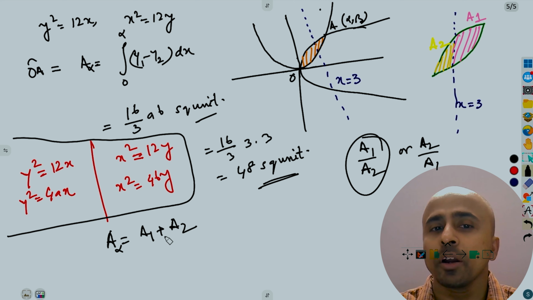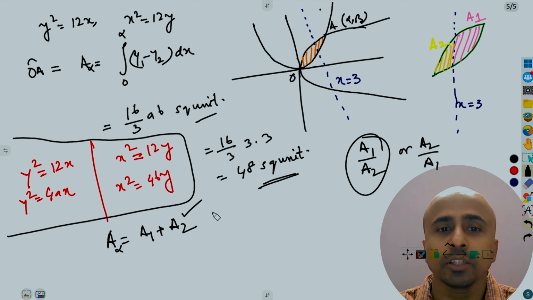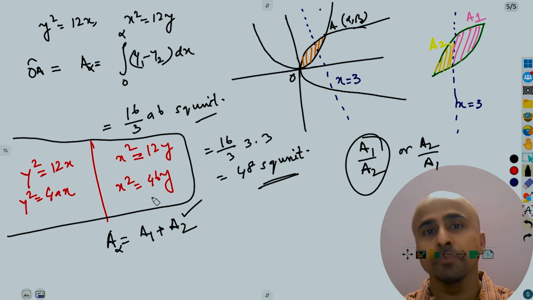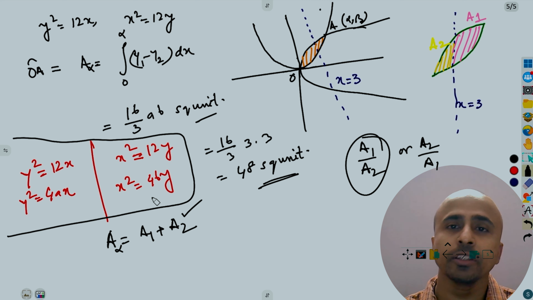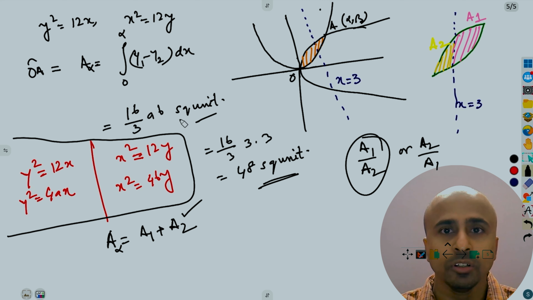We don't know A1 and A2. So if we can evaluate at least one of them, let's say we evaluate A2, then by subtracting it from A alpha, we will get A1, yes? So we will do the same thing here. We will evaluate the area of either A1 or A2, and then we will subtract it from the original one. Okay? This is the method. So let's do it.